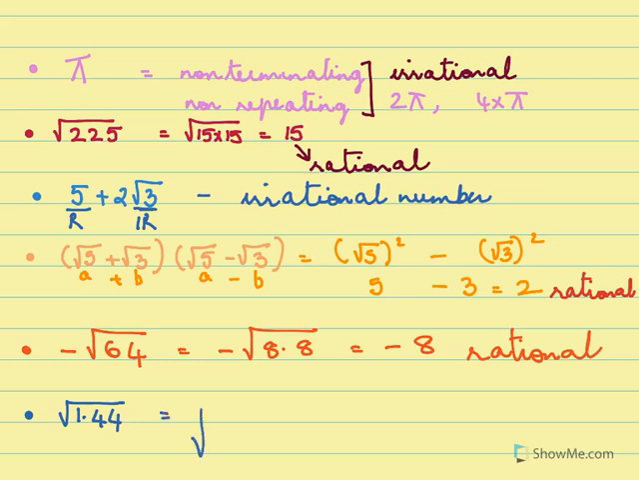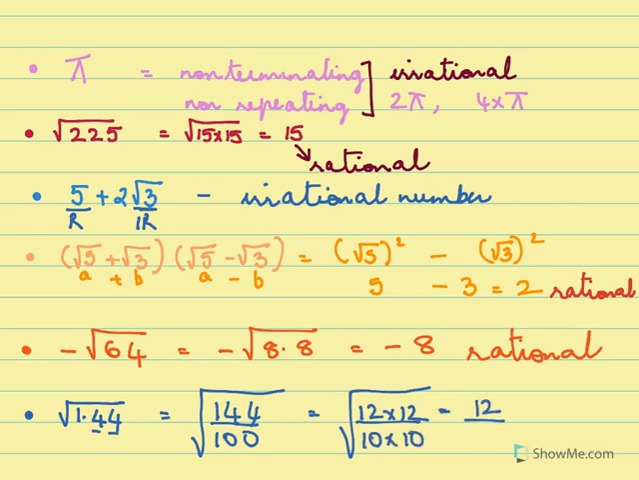For the next one, let's remove the decimal. On removing the decimal, 144, there are 2 decimal places, so this is 100. So 144 we can write as 12 into 12, and 100 we can write as 10 into 10. So this is 12 over 10, which is 1.2, or p over q, so it will be rational.